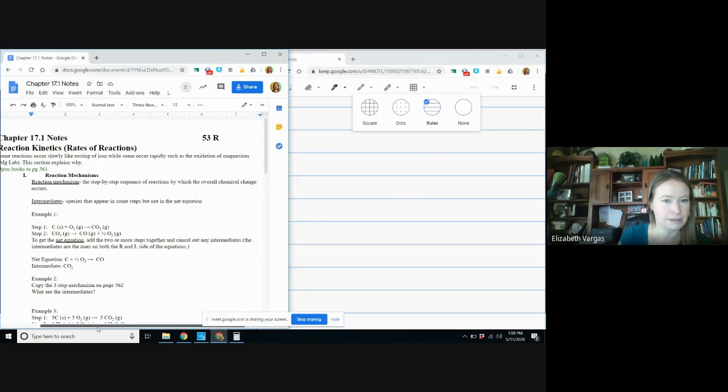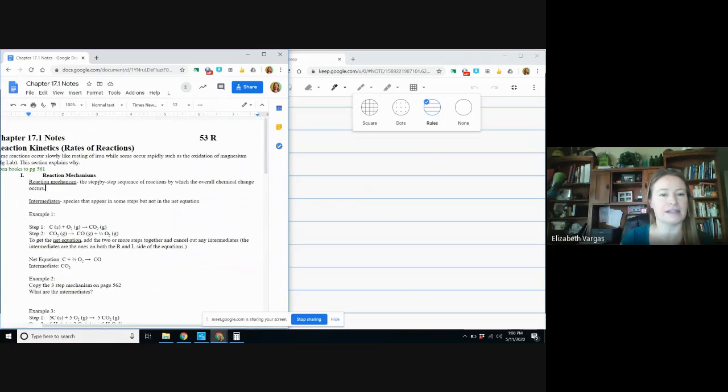And a mechanism is the step-by-step sequence. So some reactions, it's one step, A bumps into B, they stick together, they make a product, and it's done. That would be a one-step reaction. But a lot of things have several steps. So A has to bump into B, they have to bond, and then if there's another reactant, it might need to collide with one of them and then break and make new bonds to form your final product. So if it happens in steps, like step 1, step 2, step 3, that's called a mechanism.